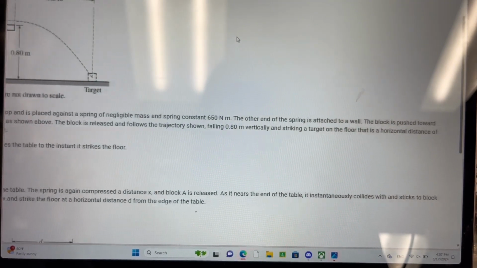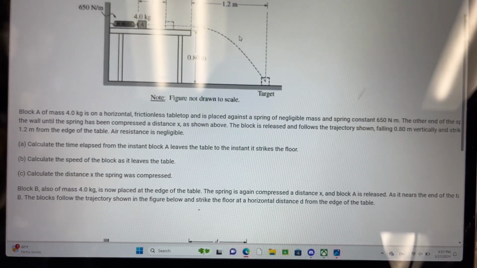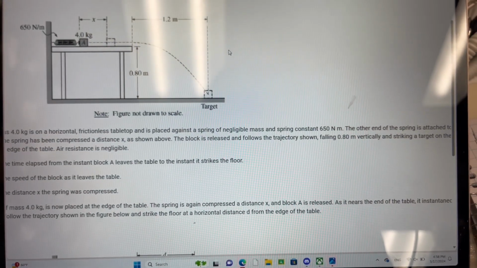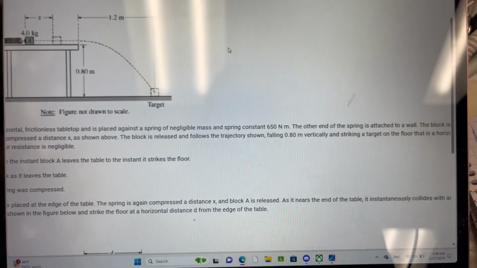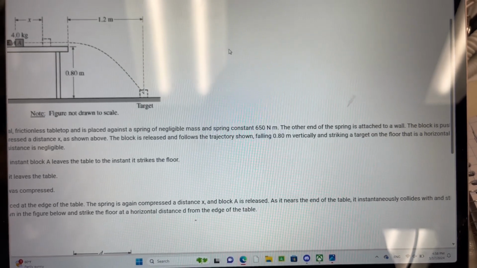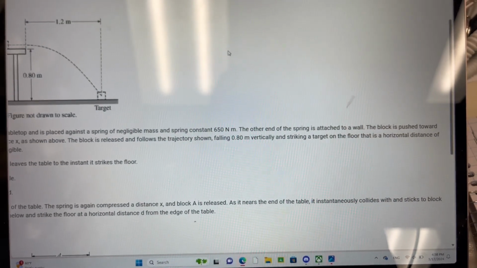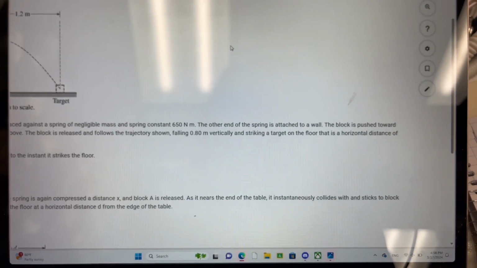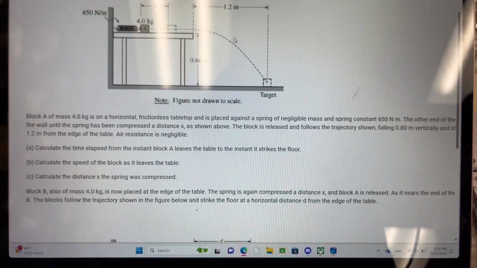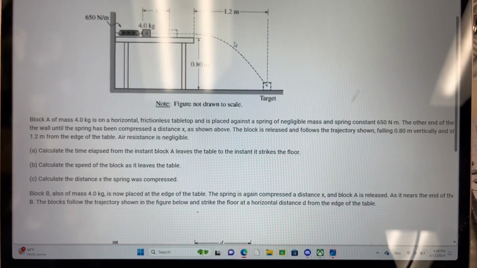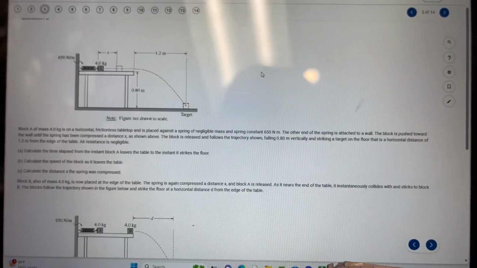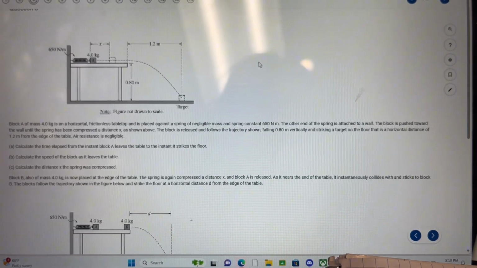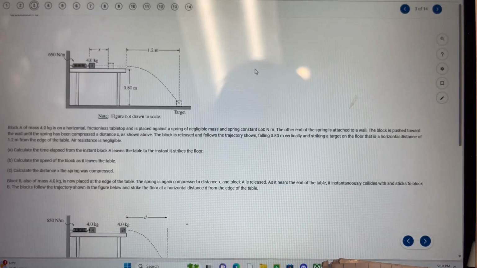The block is pushed toward the wall until the spring has been compressed a distance x as shown above. The block is released and follows the trajectory shown, falling 1.8 meters vertically and striking a target on the floor that is a horizontal distance 1.2 meters from the edge of the table. Okay, so let's start with part A. Calculate the time elapsed from the instant block A leaves the table to the instant it strikes the floor.